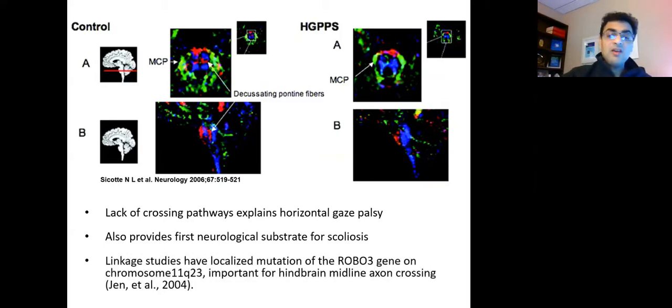And this is a very well-known mutation which was described by my colleague Joanna Jan and Elizabeth Engel in 2004. And the mutation was localized to the ROBO3 gene, and it is on chromosome 11q23.